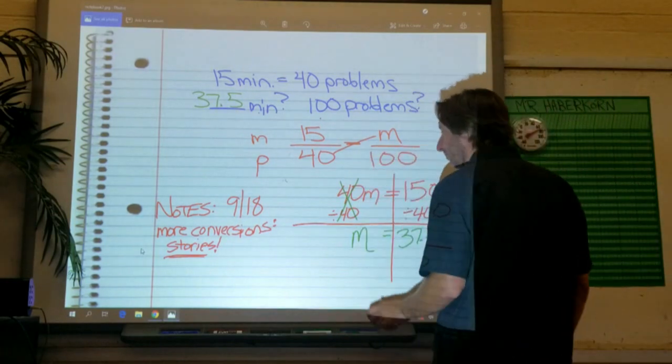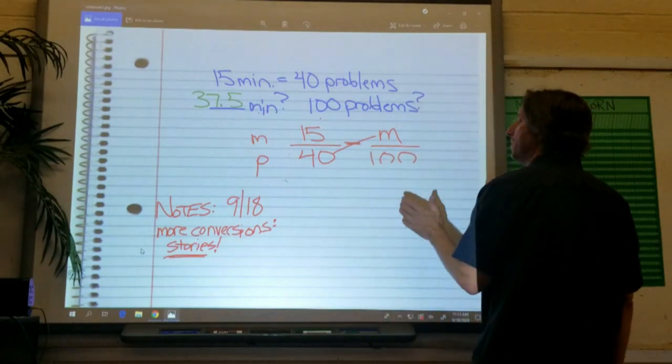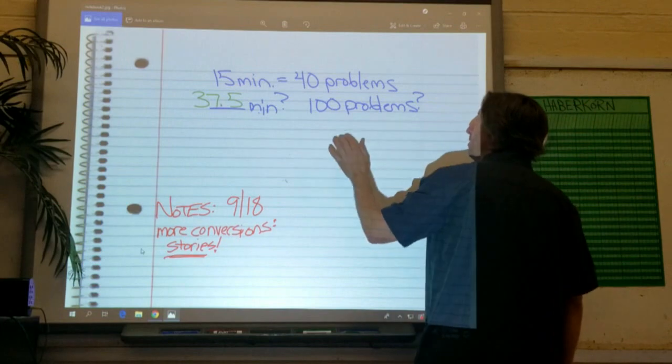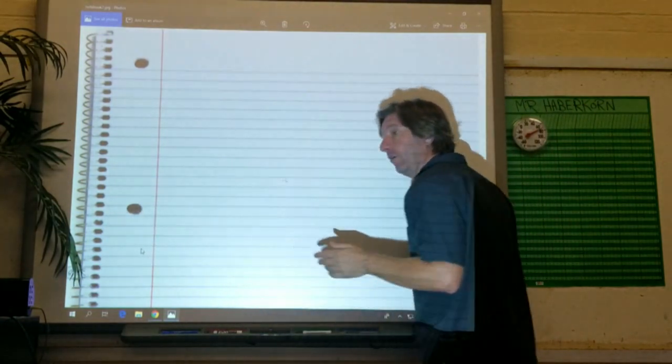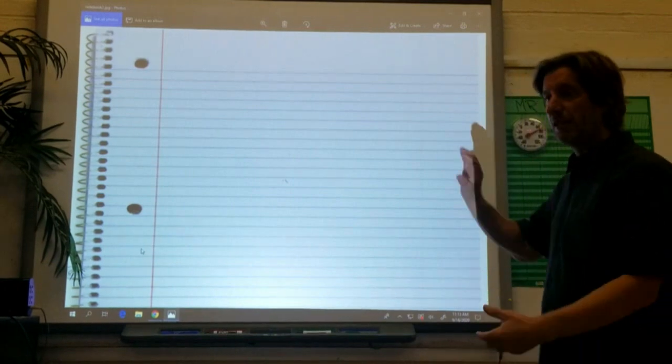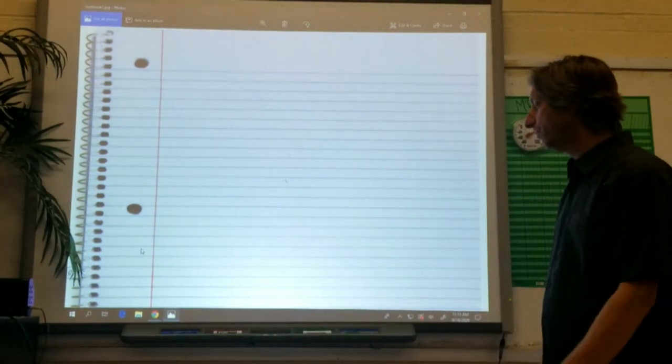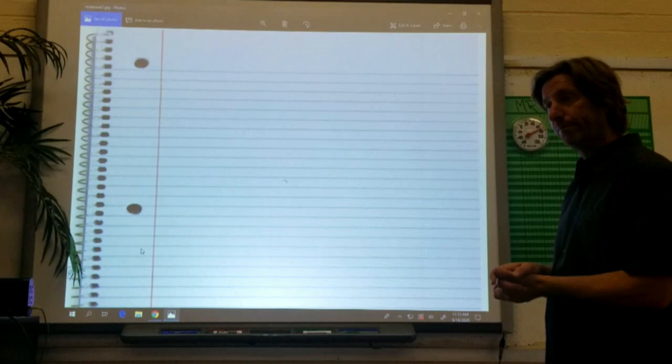All right? And we're going to continue to learn. I mean, there are hundreds. We're going to learn tons of different ways we can solve problems with these proportions. This is the most important thing we're going to learn in 7th grade, actually, is these proportions and how to use them. All right? So we'll do one more together.